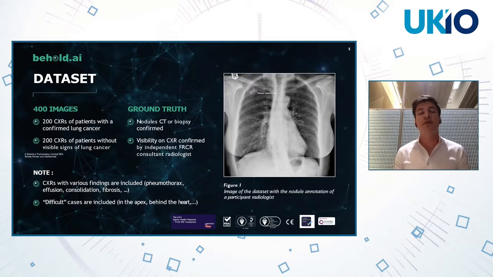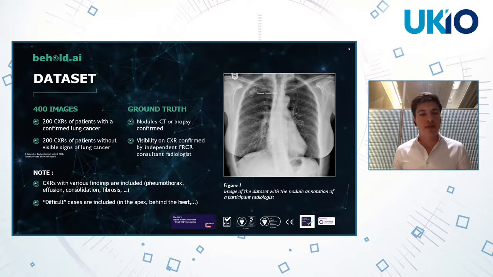I told you we have 400 images. 200 of those are images of patients with a confirmed lung cancer, confirmed via CT or biopsy later, and that can be seen on the chest X-ray. They are actually difficult cases because most of them had previously been missed by radiologists on the chest X-ray. And we have 200 images of patients without visible signs of lung cancer.